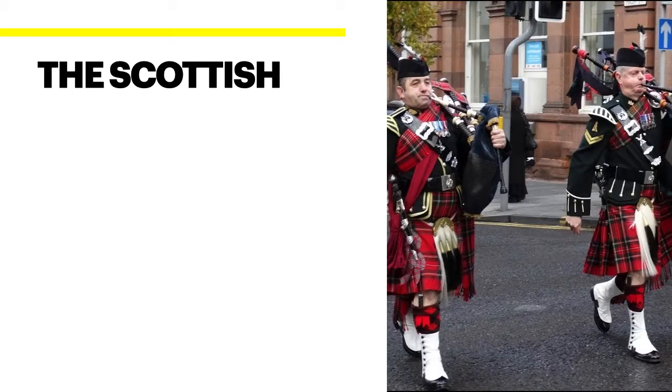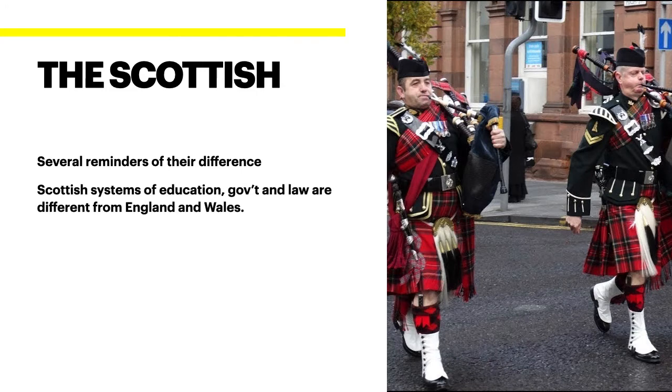Now, the next country that we have is, of course, the Scots, Scottishness. And there are several reminders of Scottish individuality or Scottish difference, some of these tokens. One of the biggest ones is, of course, that Scotland has structurally many different systems of education and government that are completely different from England and Wales. And you'll hear this a lot on the BBC. If they're talking about educational reform, they'll say the exams for England and Wales, because Scotland actually runs things very different. They also have a different language.